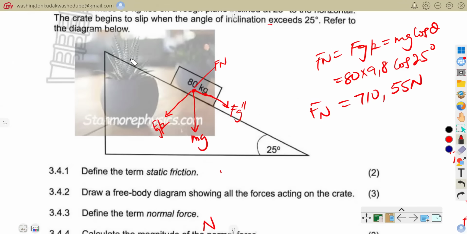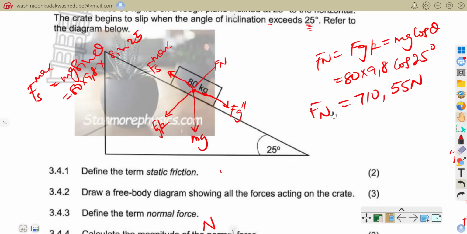And we say that our maximum static frictional force here would be equal to the parallel weight component. Why? Because as long as we are still within this angle, the object is not moving. So these two forces are equal. This would be equal to mg sine theta. That's why we said 80 times 9.8 times sine 25. That is how we found that.